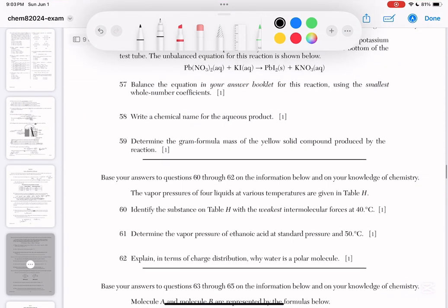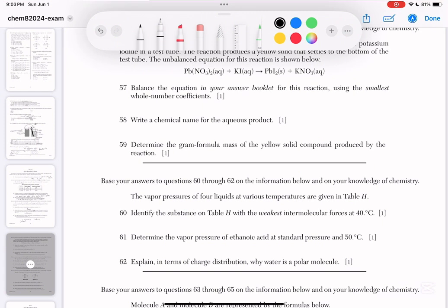And then balance in your answer booklet. I'll just balance on here, I guess. And yeah, I think everything adds up. 2 nitrates, potassium, and iodine. Yep. It's usually the ones that have lower oxidation numbers that need to have a higher stoichiometric ratio. And then the product is potassium nitrate because the NO3 is nitrate and it's in the polyatomic ions table.